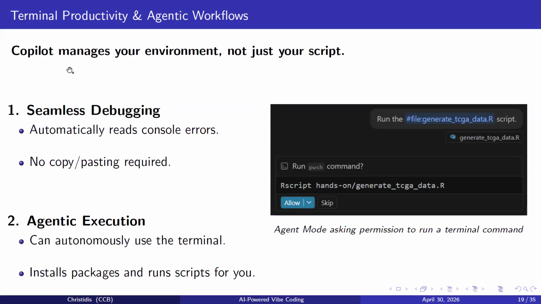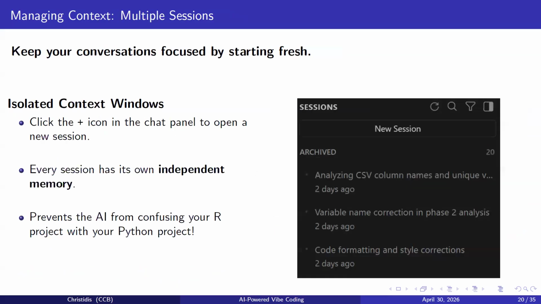As I mentioned before, GitHub Copilot might also manage your environment, not just your scripts. It can automatically read console errors, autonomously use the terminal, install packages, and run scripts for you, et cetera. And as I mentioned earlier, if it has to run scripts, it will always ask you.